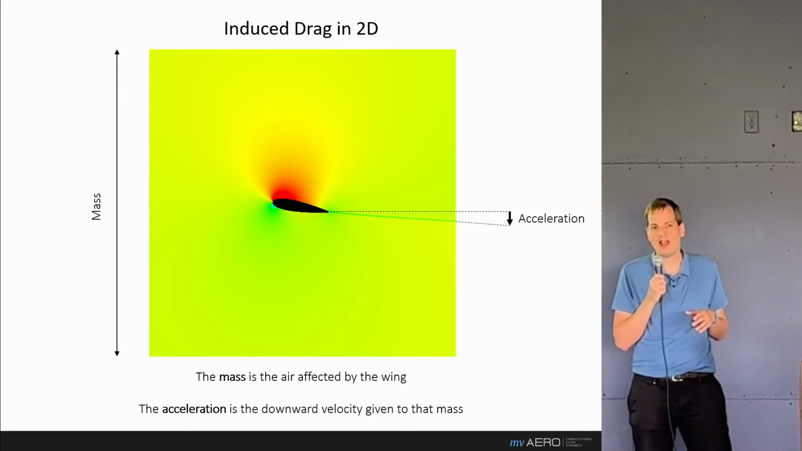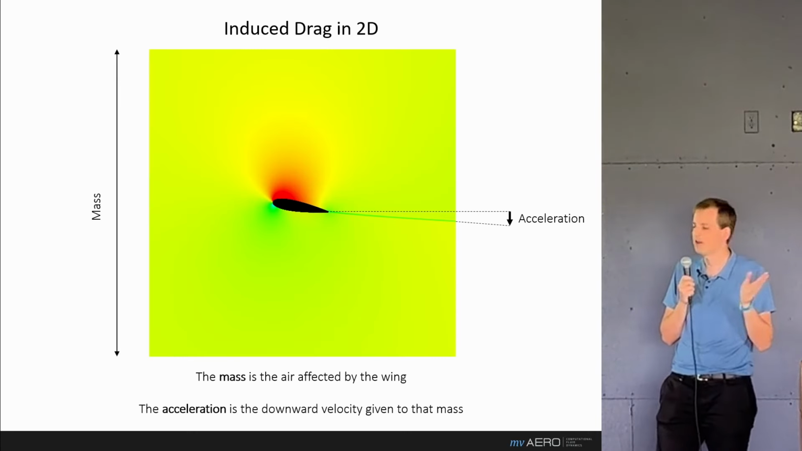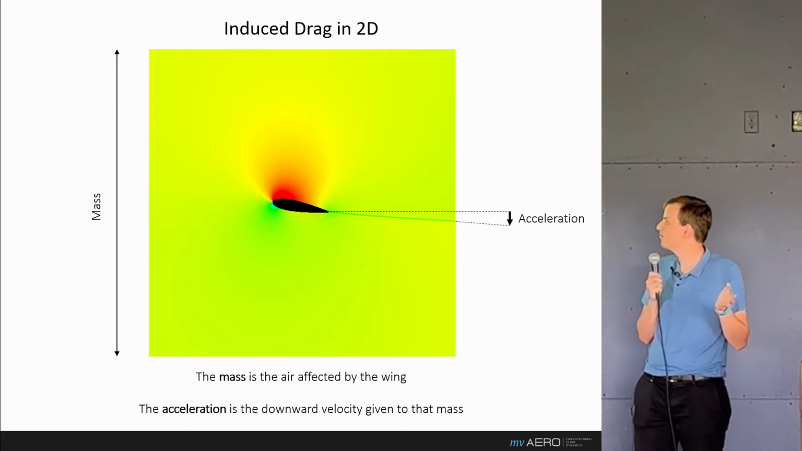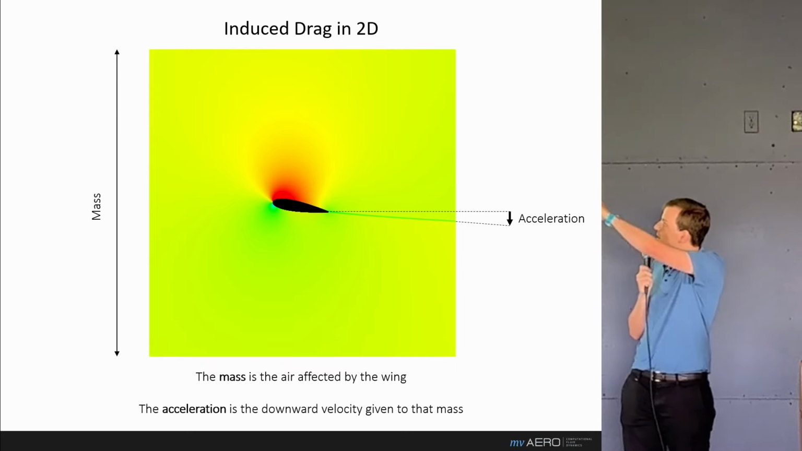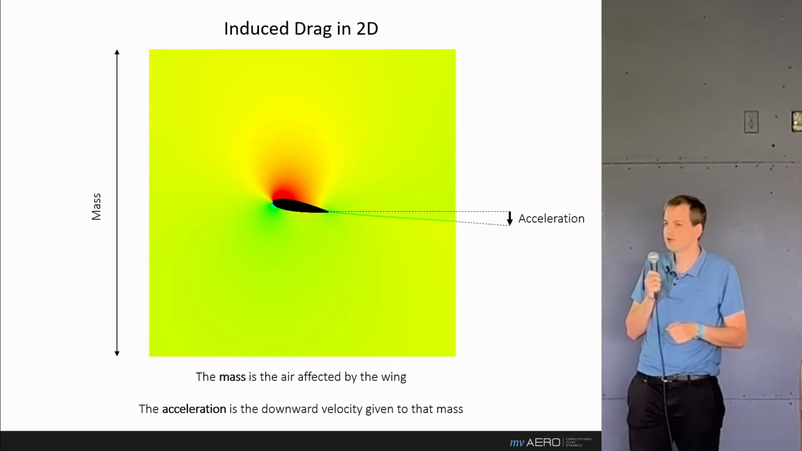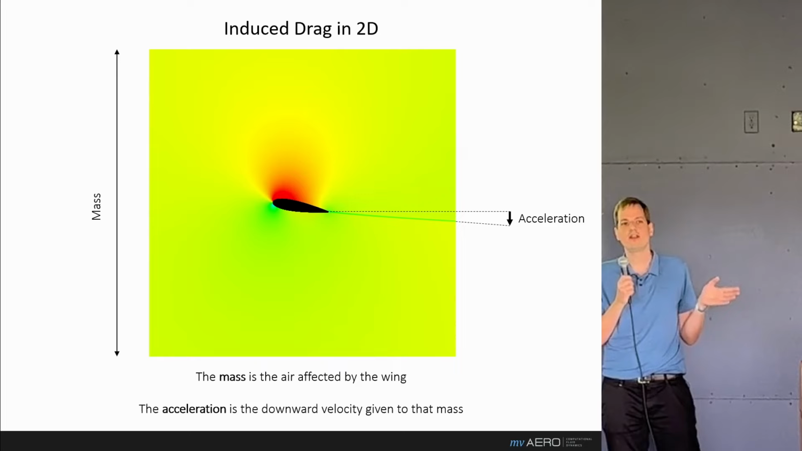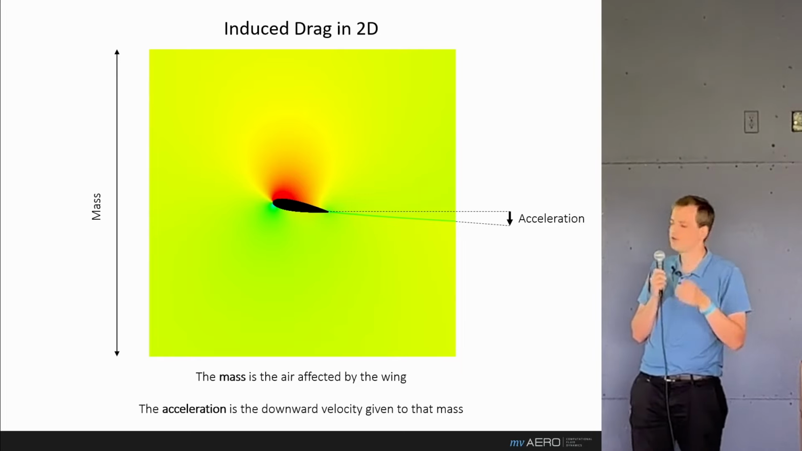Well, the mass can only be the air, and it can only be the air that is affected by the wing. It's sort of the column of air, as you can see there, that the wing is affecting. And hence the acceleration is the downward velocity given to that mass.